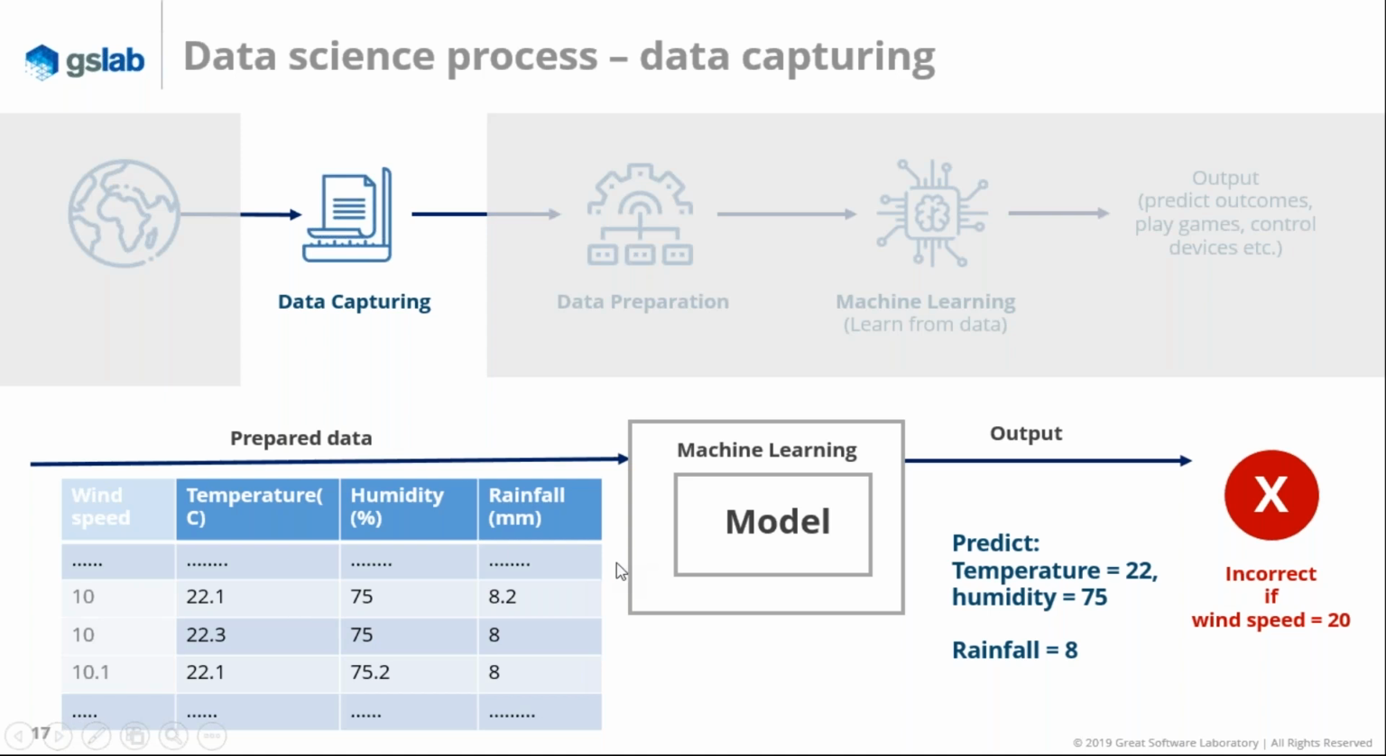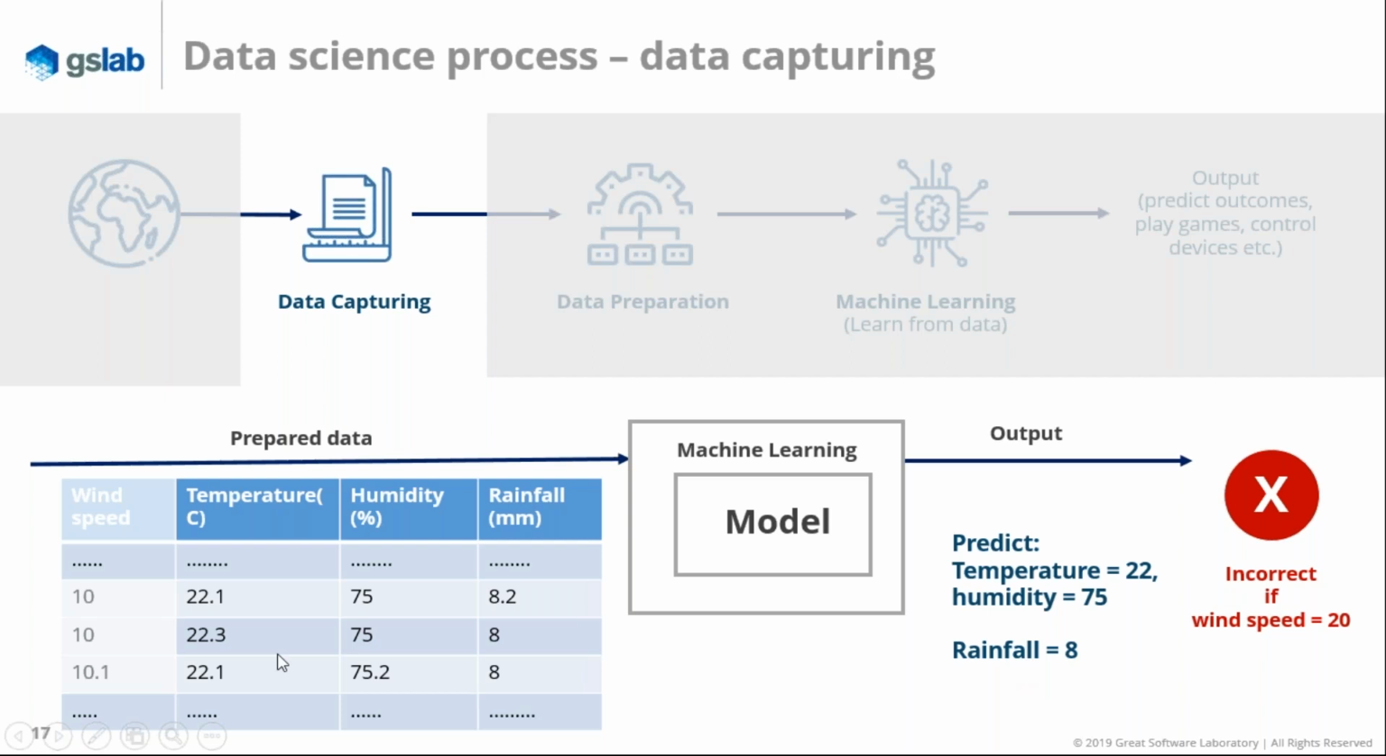Now when you give this data to the machine learning step, it creates a model. It understands the pattern that whenever the temperature is around 22, humidity is around 75, the rainfall will be around 8. Now it tries to use this model to predict future rainfall. On the right hand side you can see somebody is trying to predict rainfall on a day when temperature is 22, humidity is 75. So it knows that the rainfall is expected to be 8. But will it be correct?